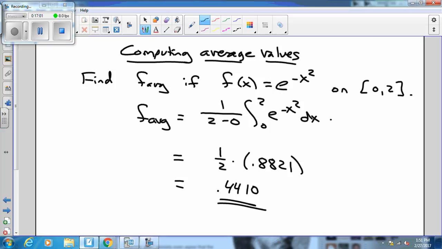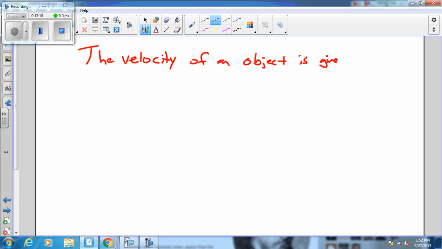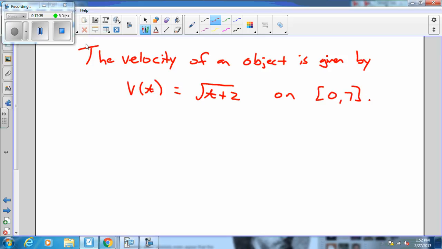Okay, let's consider a second problem that would help us make a distinction here. Velocity of an object is given by v of t is equal to, oh, I don't know, on 0 to 7. And now I'm going to ask two different questions that are going to get at the heart of two different things that we have had that have both been called averages.